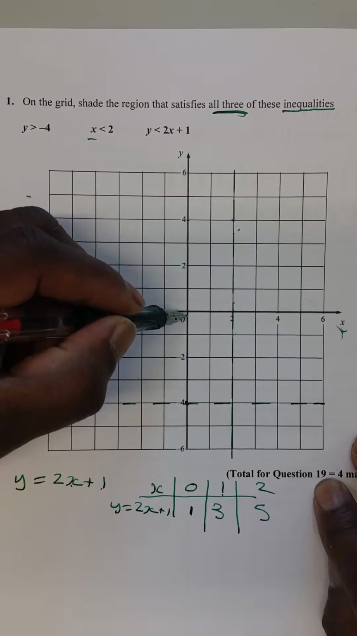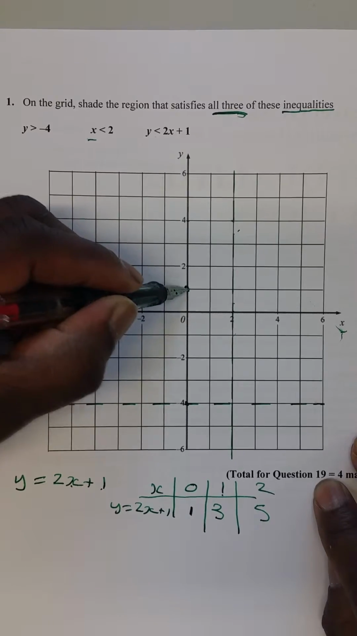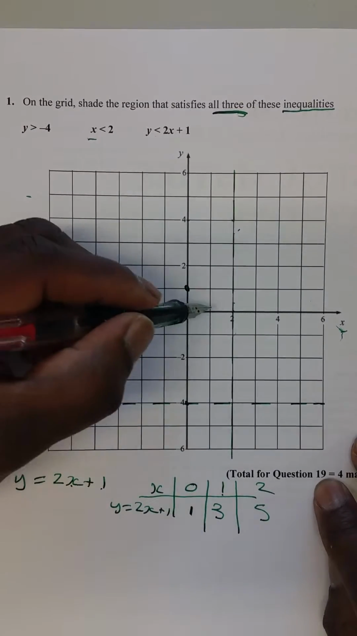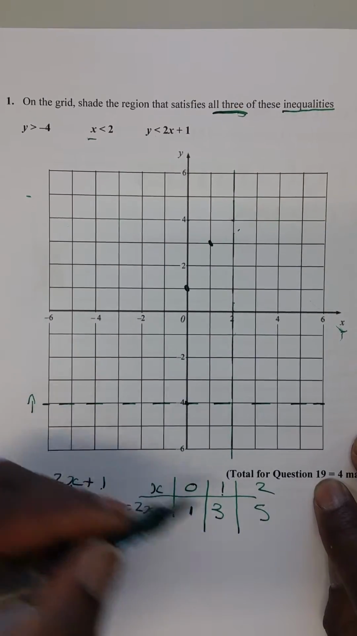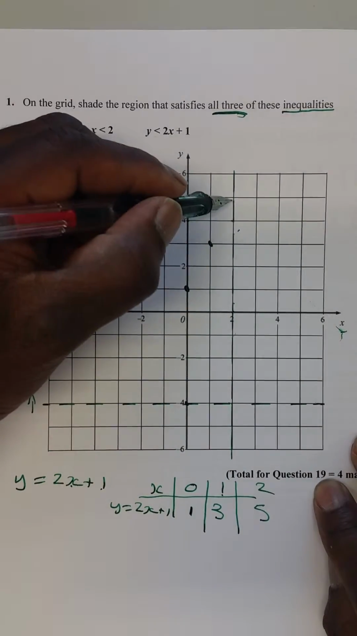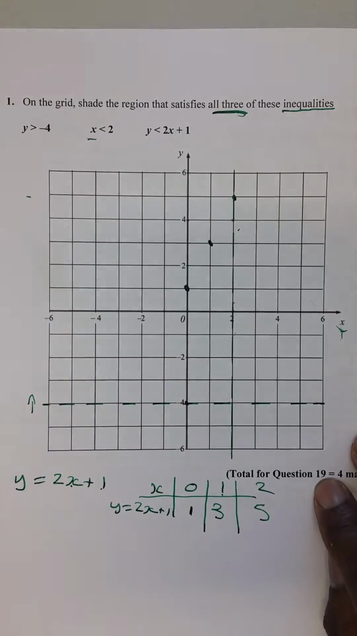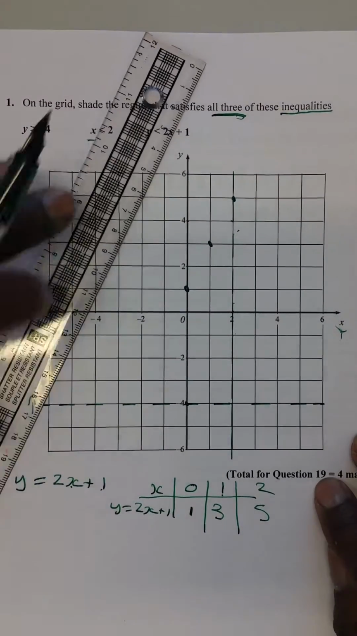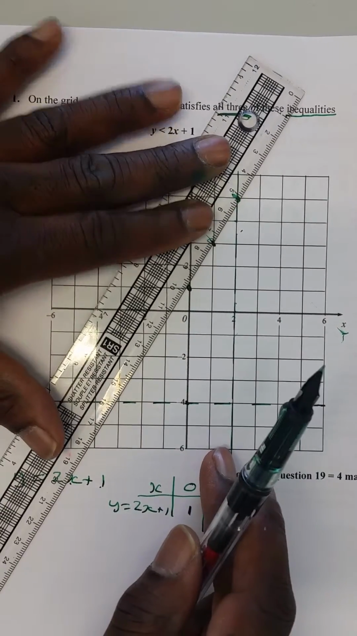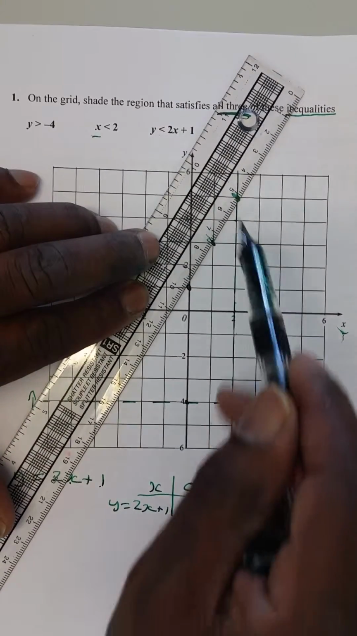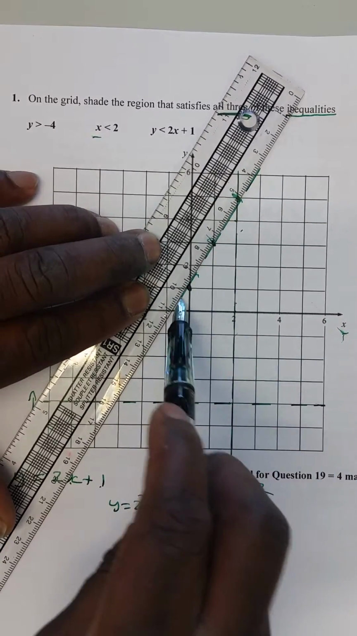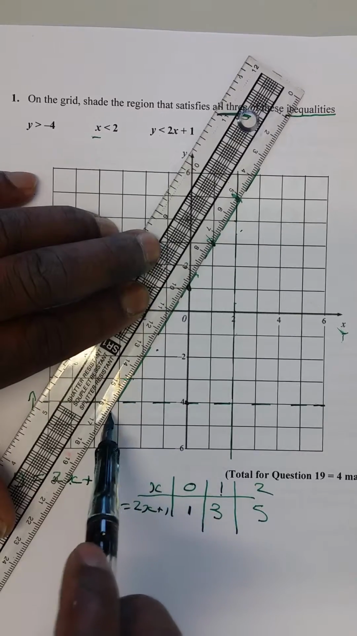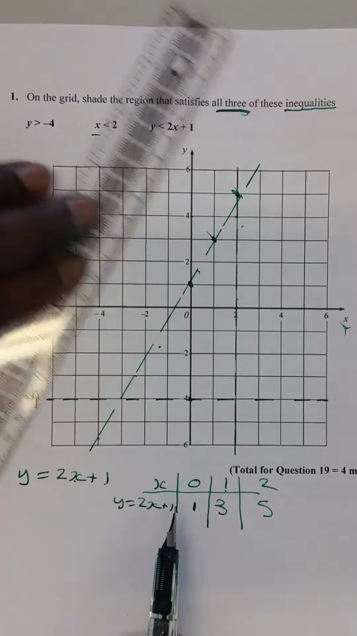x is 0 and y is 1. x is 1 and y is 3. x is 2 and y is 5. So that's the line. We take our ruler and we do a line. And again, this is a broken line because it's not actually equal to. So we've got that situation.